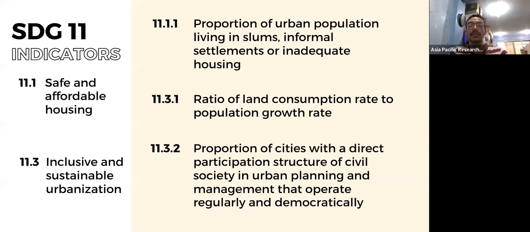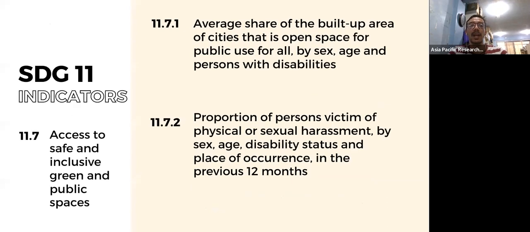And then the proportion of cities with direct participation structure of civil society in urban planning and management. So this pertains to being inclusive in terms of giving space to the people, civil society, in governance. And then lastly, for the access to safe and inclusive green and public space, there are two indicators.